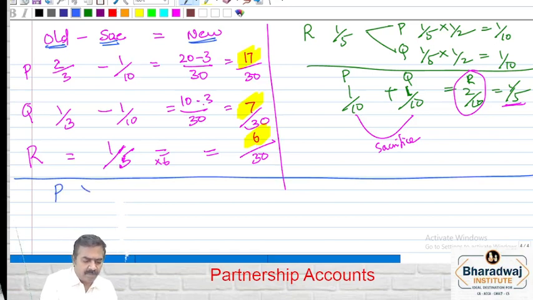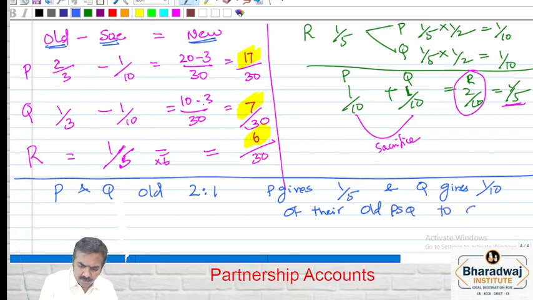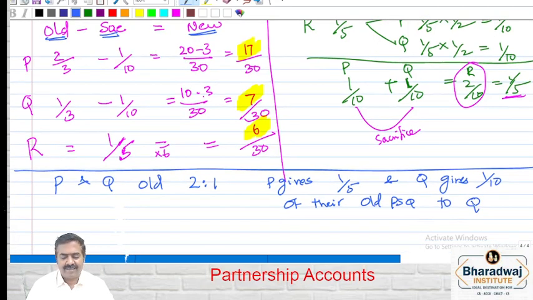Same. P and Q. What is the old ratio in the last question? I maintain the same. P gives 1 by 5 and Q gives 1 by 10 of their old profit sharing ratio to Q. P is giving 1/5 of his share and Q is giving what? 1/10 of his share in favor of Q.